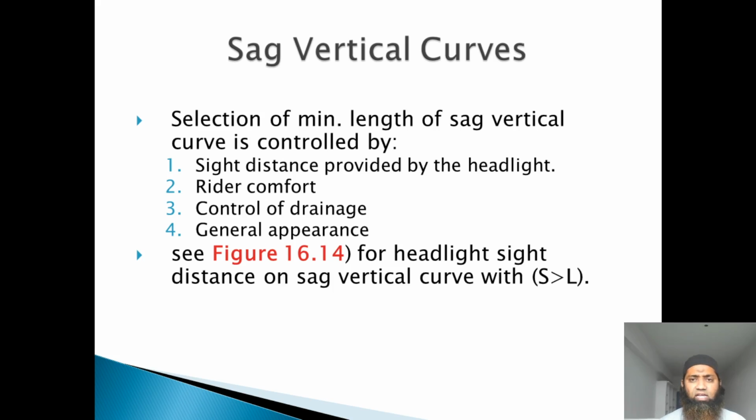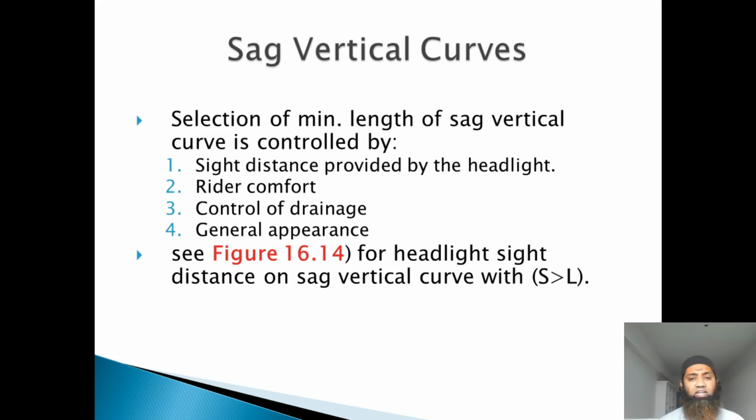You must have seen, when we drive a car at night, a sudden vehicle coming from the opposite direction with its lights on. When it comes close by, the glare is so heavy that it might even have some effect on us. So, sight distance is provided by the headlight.